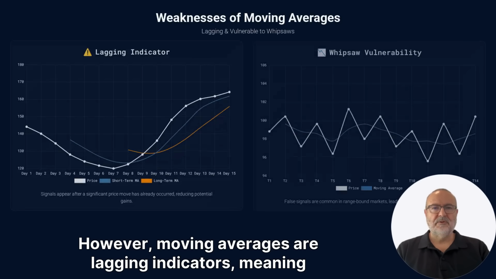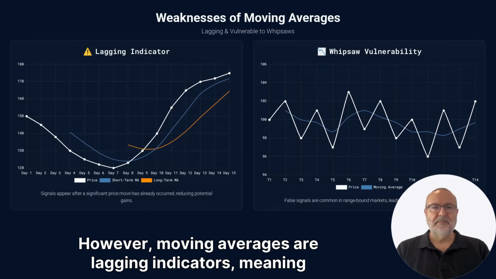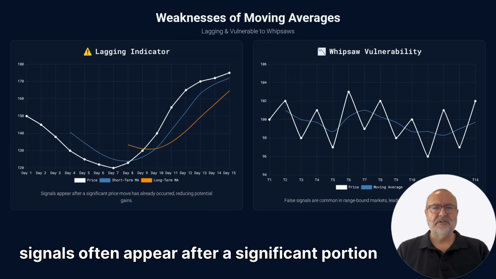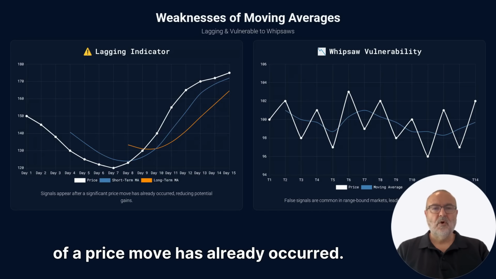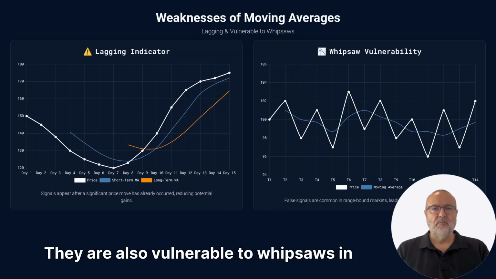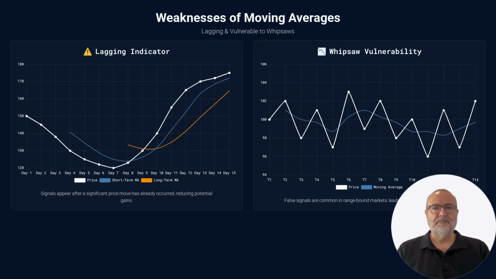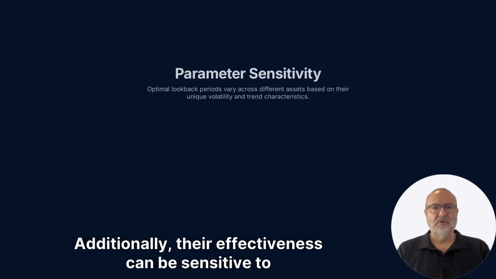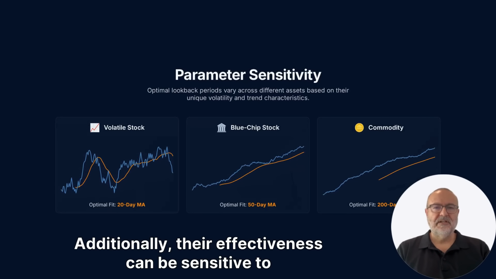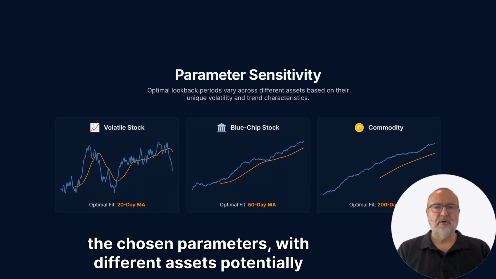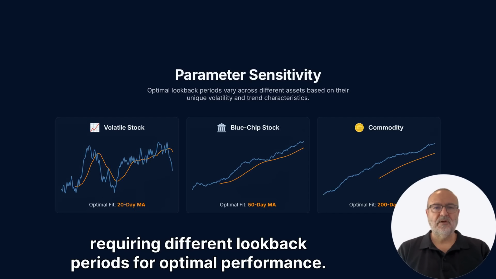However, moving averages are lagging indicators, meaning signals often appear after a significant portion of a price move has already occurred. They are also vulnerable to whipsaws in range-bound or highly volatile markets. Additionally, their effectiveness can be sensitive to the chosen parameters, with different assets potentially requiring different look-back periods for optimal performance.